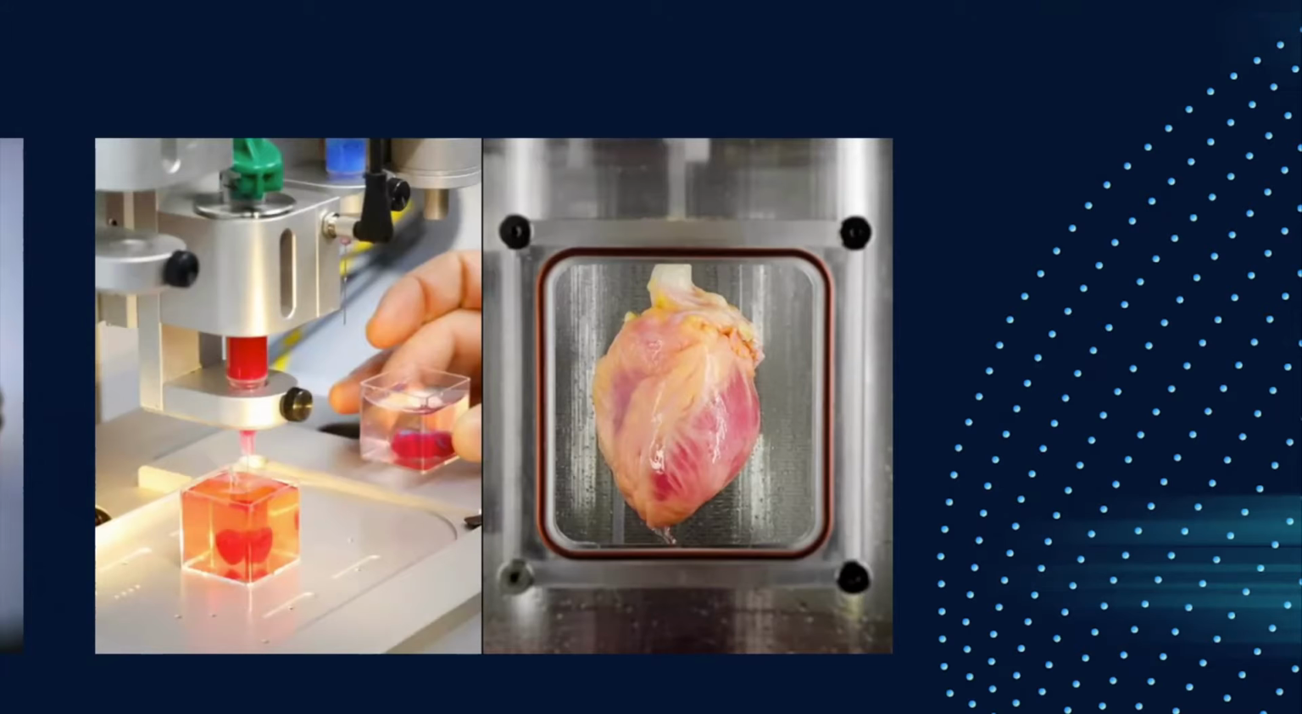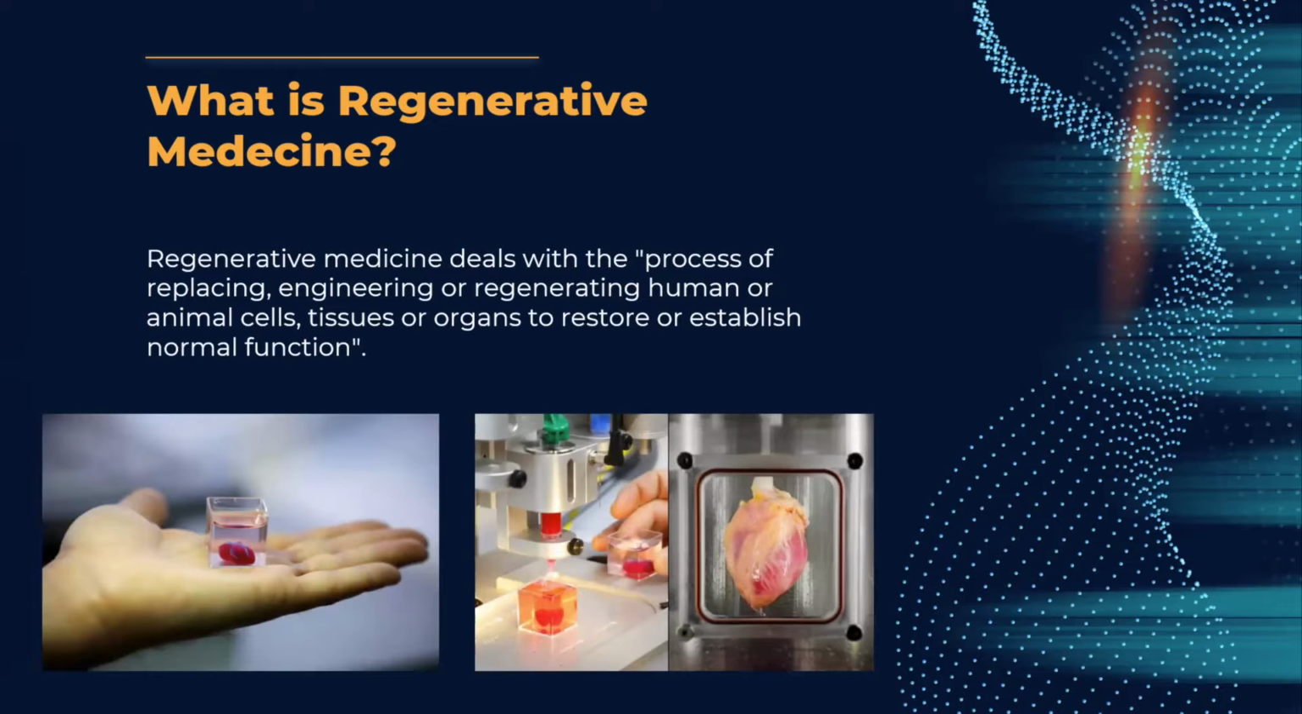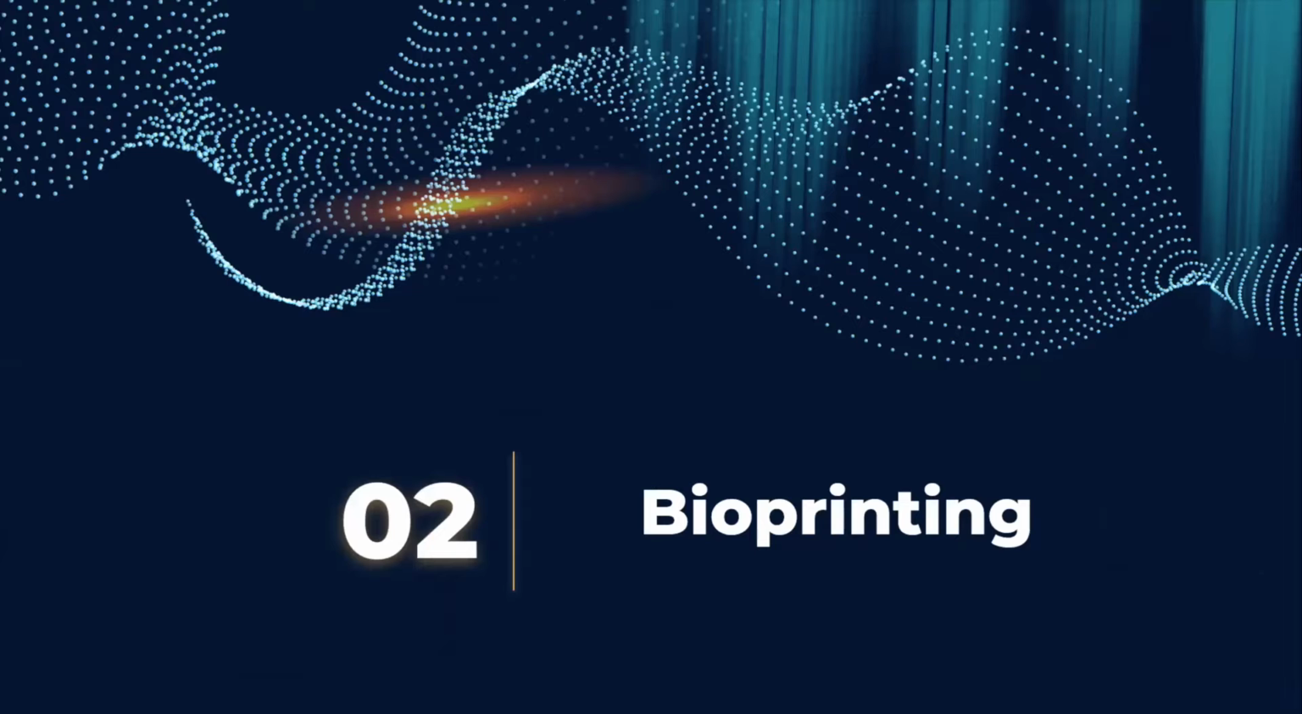In this case, we're using cells and we're using bioink. This is super interesting. This is actually the future of bioengineering. Through all this research and experimentation, we can get closer to creating a lot of different types of functional organs. So let's move on to bioprinting.